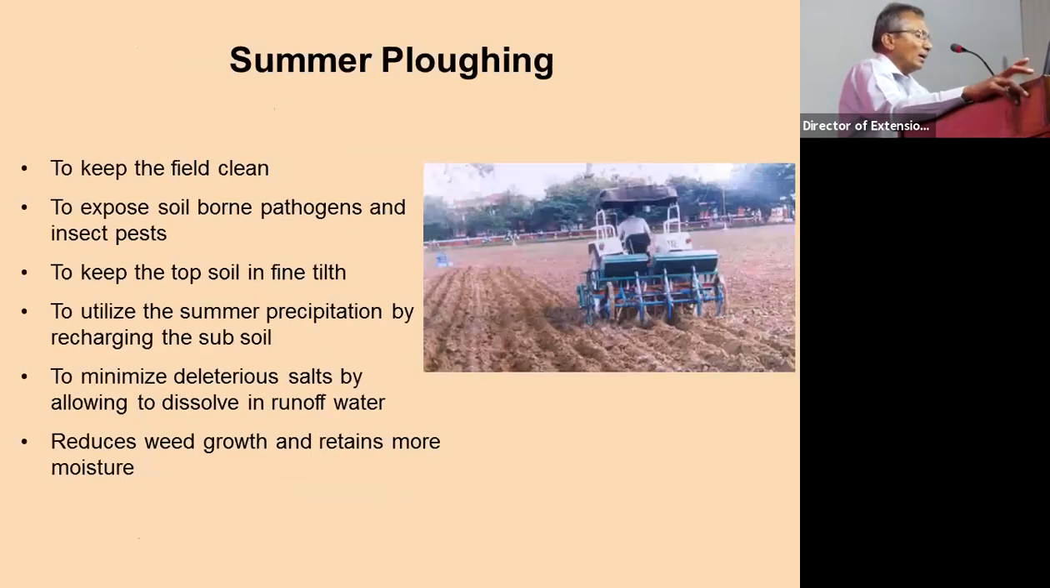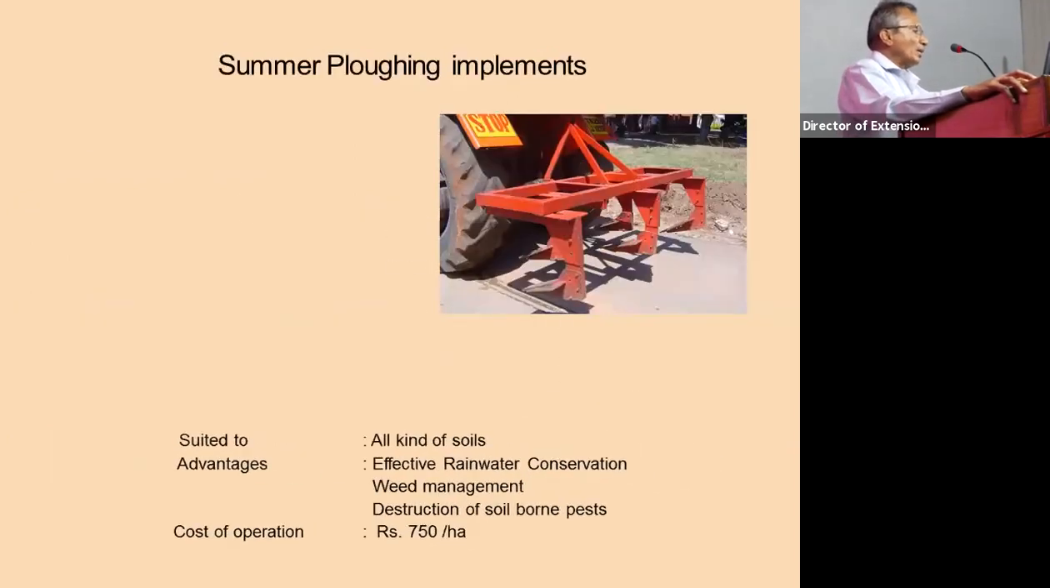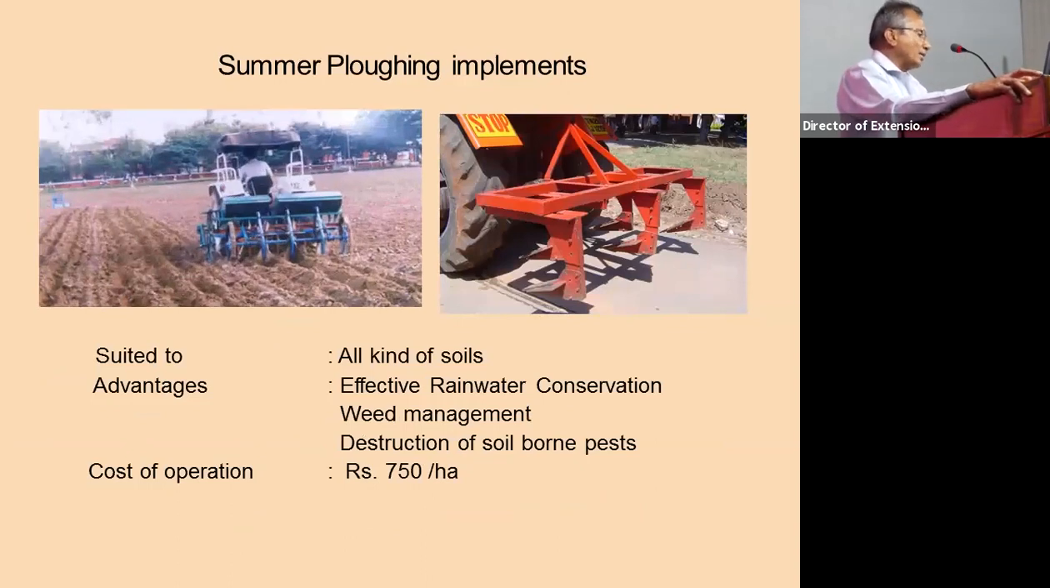So summer plowing, we know the summer plowing, I need not tell much about it. It will keep the field clean, expose the soil-borne pathogens and insect pests, keep the topsoil in fine tilth, utilize summer precipitation by recharging the subsoil, and minimize the deleterious salts by allowing them to dissolve and go out in runoff water, reduce the weed growth and retain more moisture. This is the use of summer plowing, and the implements available are listed here. A 5x tiller or 8x tiller can be used for this. All kinds of soil can effectively be used to conserve the rainwater and for weed management also.